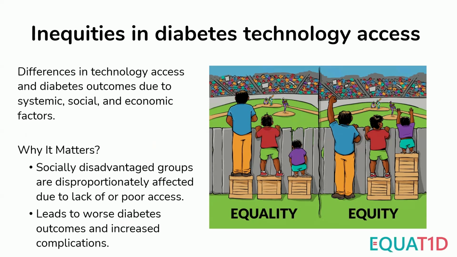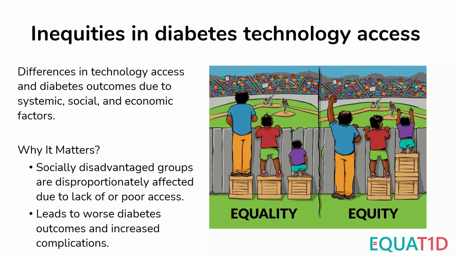So this picture is demonstrating the difference between equality and equity, and you may have seen this photo before, but equality is providing the same resources to all individuals, regardless of their kind of baseline differences, whereas equity ensures that everybody has the same opportunity for the same outcome. So that may mean that certain individuals need more resources in order to achieve the same outcomes than somebody else. So socially disadvantaged groups are disproportionately affected by diabetes complications and poor diabetes outcomes due to lack of or poor access to technologies.